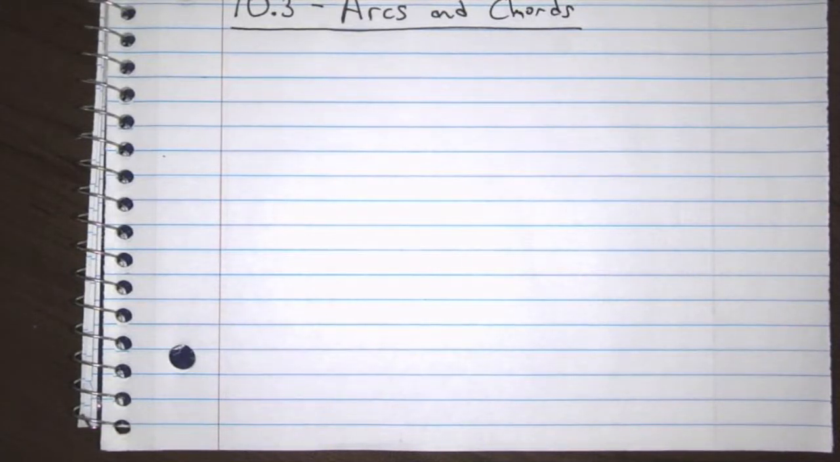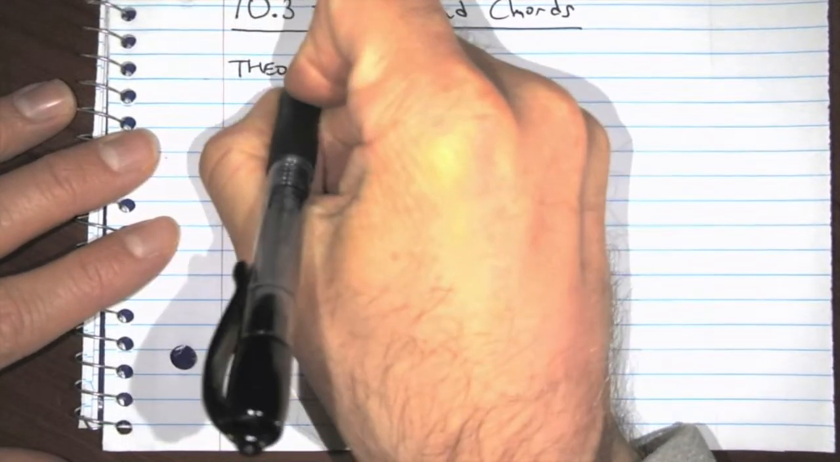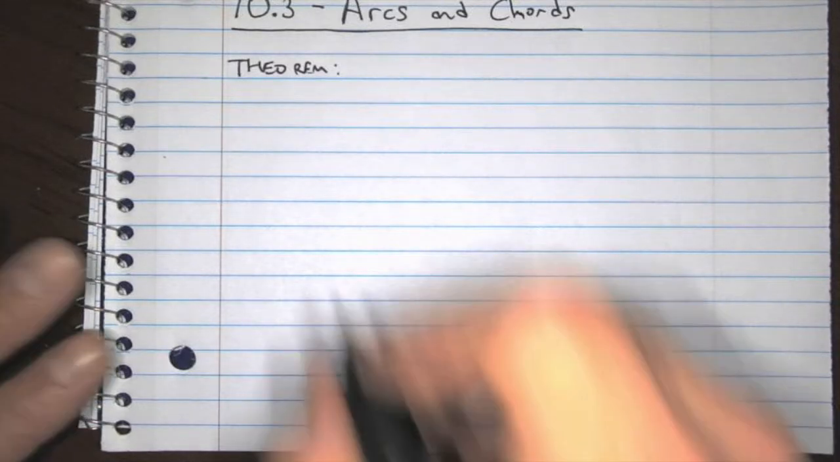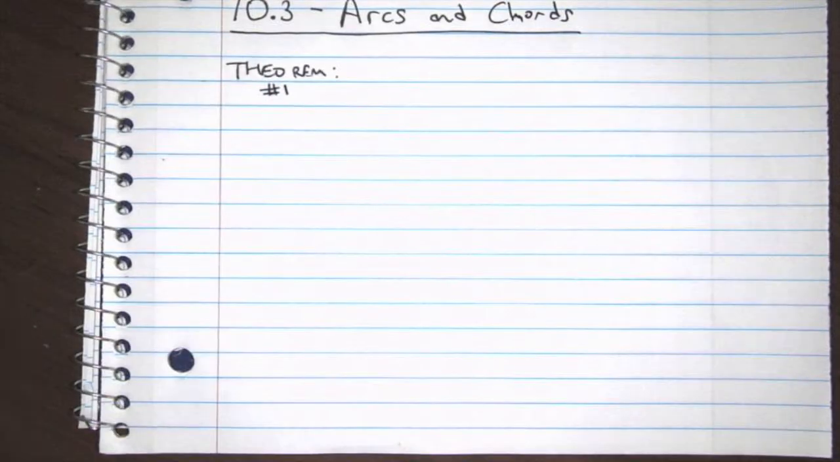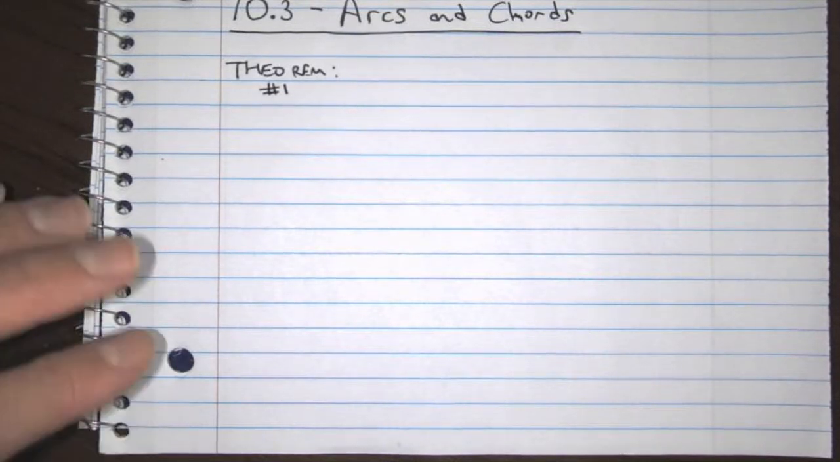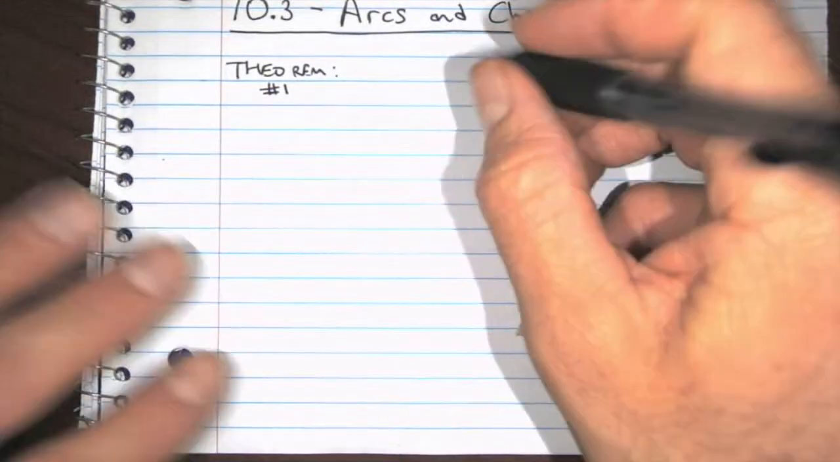All right. Arcs and chords. How do we want to get started? Let's get started off with a theorem. There's a theorem that pretty much leads this entire lesson. Actually, no, there's two theorems. No, there's three theorems. Let's call this theorem number 1. Three theorems today. I think I had 3 examples for you. Maybe 4. We'll make it short. We'll make it quick.